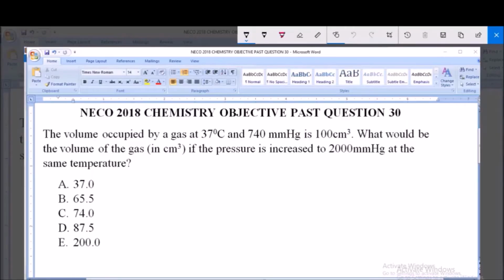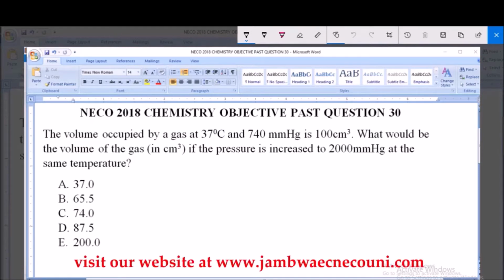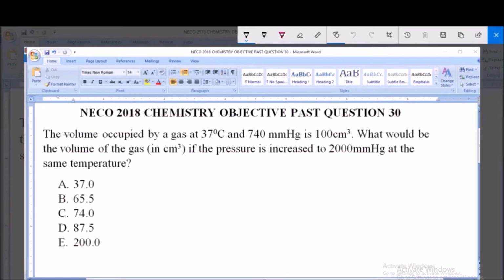I'll be answering Neco 2018 Chemistry Objective Past Question 30. The volume occupied by a gas at 37 degrees Celsius and 740 millimeter mercury is 100 centimeter cube. What would be the volume of the gas in centimeter cube if the pressure is increased to 2000 millimeter mercury at the same temperature? Now the options given are A 37.0, B 65.5, C 74.0, D 87.5, and E 200.0.